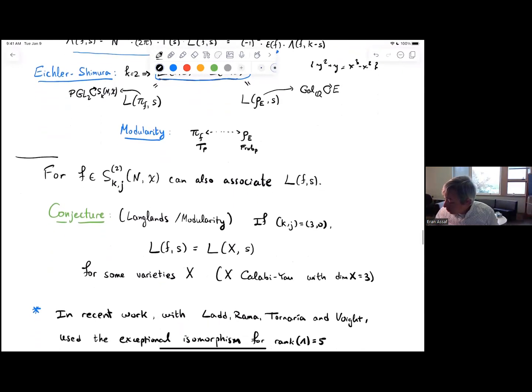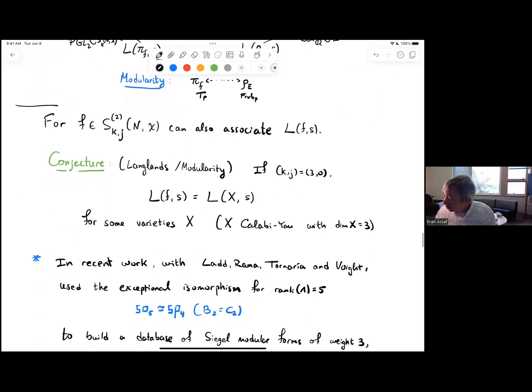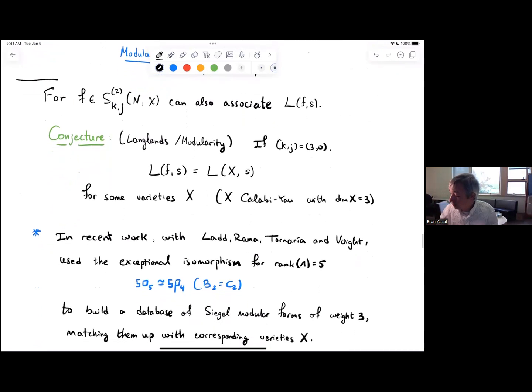In recent work with Ladd, Rama, Tornaría and Voight, we use the exceptional isomorphism in dimension 5, which tells us that the orthogonal group in dimension 5 has the same Lie group as the symplectic group of dimension 4, to build a database of Siegel modular forms of this weight and match them up with corresponding varieties, these Calabi-Yau threefolds, on the other side.